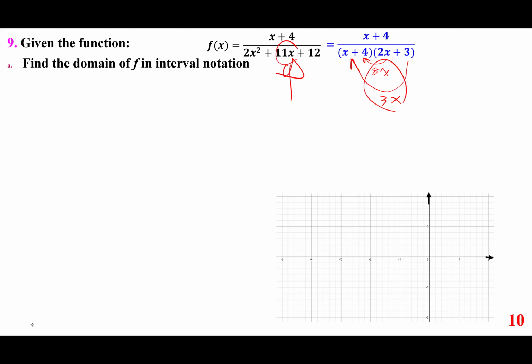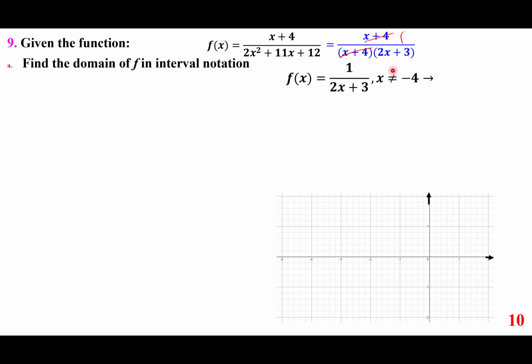I'm going to erase my work again. So we drop the common factor, and we get 1 over 2x plus 3. However, x can't be negative. I want to explain this one. First of all, even if there is more common factor between the two, it doesn't change the domain, everybody. That's the first thing I want you to see. X can't be negative 4, and x can't be negative 3 halves from here.